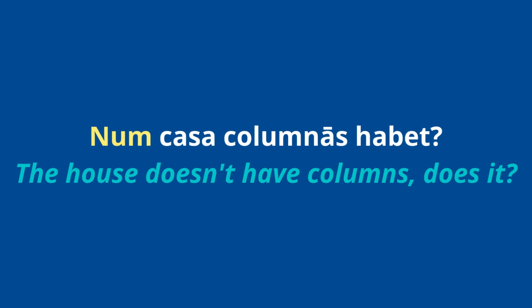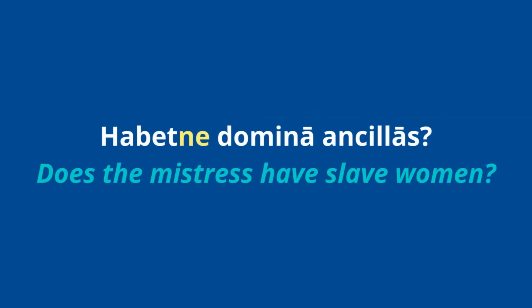Here's the opposite. You have num casa columnas habet. The house doesn't have columns, does it? You're expecting it to be a no answer. That's why you have num. Here's another one. Habetne domina ancillas? You're saying, does the mistress have slave women? Again, the enclitic ne means you're not sure, yes or no. It's a legit question, and there's an equal chance of it being yes or no.